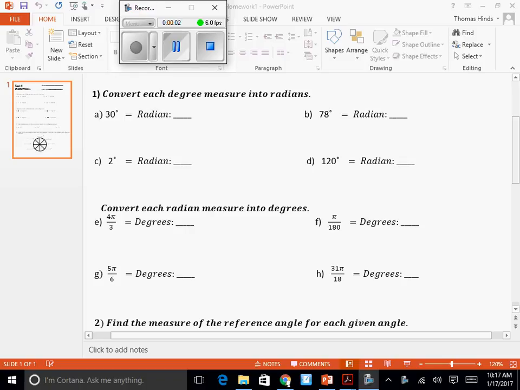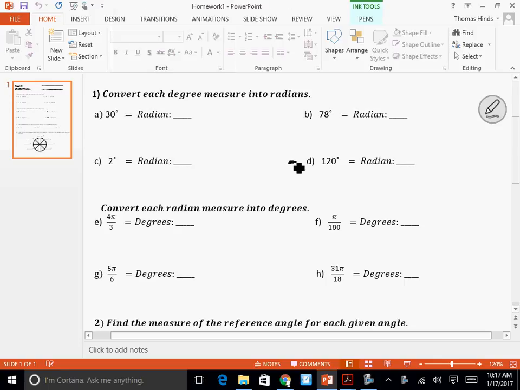Today's Tuesday, January 17. Review for Assessment 1. Do problem D and H. I'll do it in just a moment. If you've forgotten, check with a neighbor. You should have some work on there that reminds you.